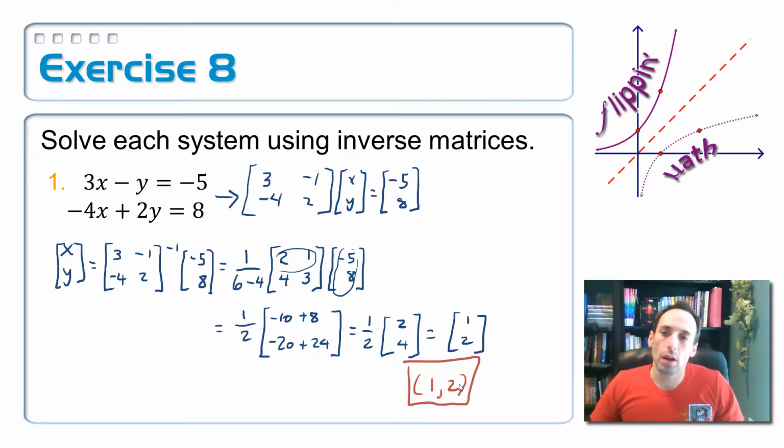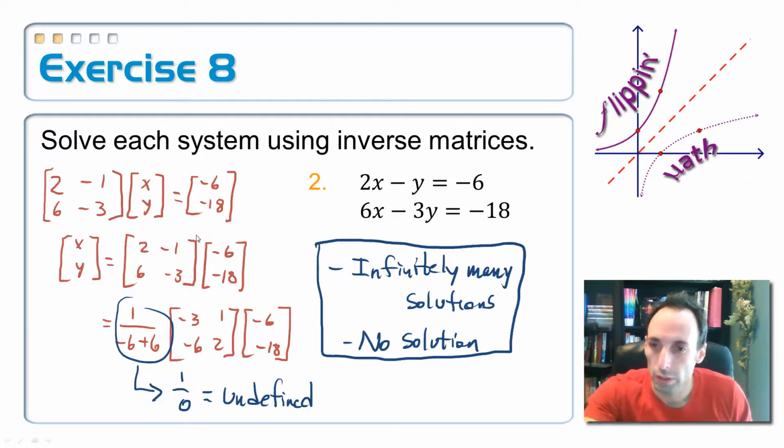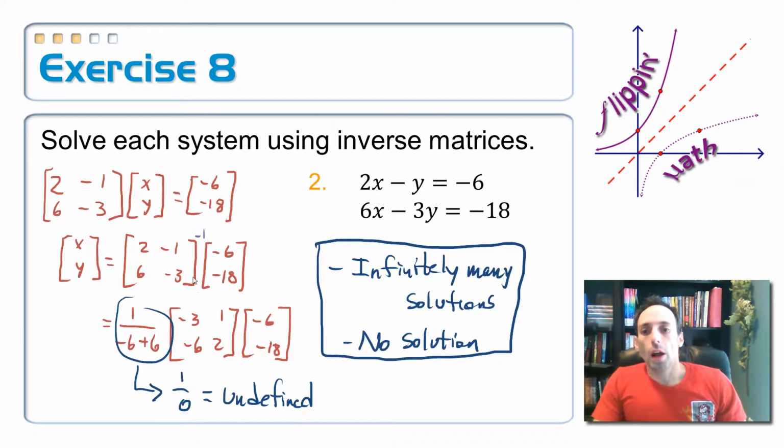Finally, number 2. Do the same exact thing. Make yourself a matrix equation, coefficient matrix right out front, and multiply by the inverse of that coefficient matrix. Right here should have a little negative 1 there. In order to find that inverse, I need to divide everything by the determinant. However, whenever I find the determinant, it turns out to be 0. 1 divided by 0 is undefined, which means I can't do it this way.